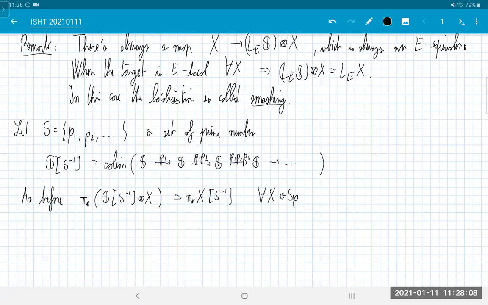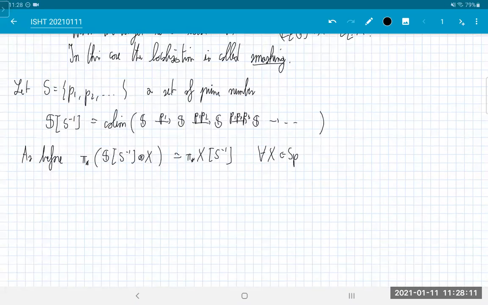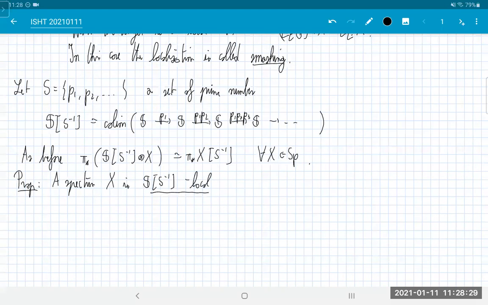This works with the same proof, and the same proposition with the same proof applies. A spectrum X is S inverted local if all primes in S act invertibly on X. I won't repeat the proof. You have to do the same proof, only instead of just S mod P, you have to work with S mod P^I for all I.